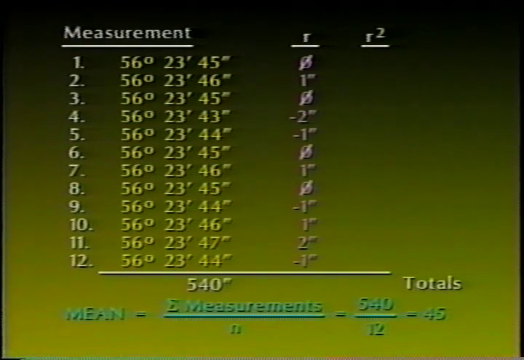Here is the result of calculating the residual for each measurement. For measurement number 1, the observed value minus the mean equals 0. For measurement number 2, the residual equals 1, and so on down the line. If you total the residuals for each measurement, the answer should be approximately 0. In our example, the sum actually is 0. This indicates that the residuals, or errors, are in fact compensating and tend to be small values.